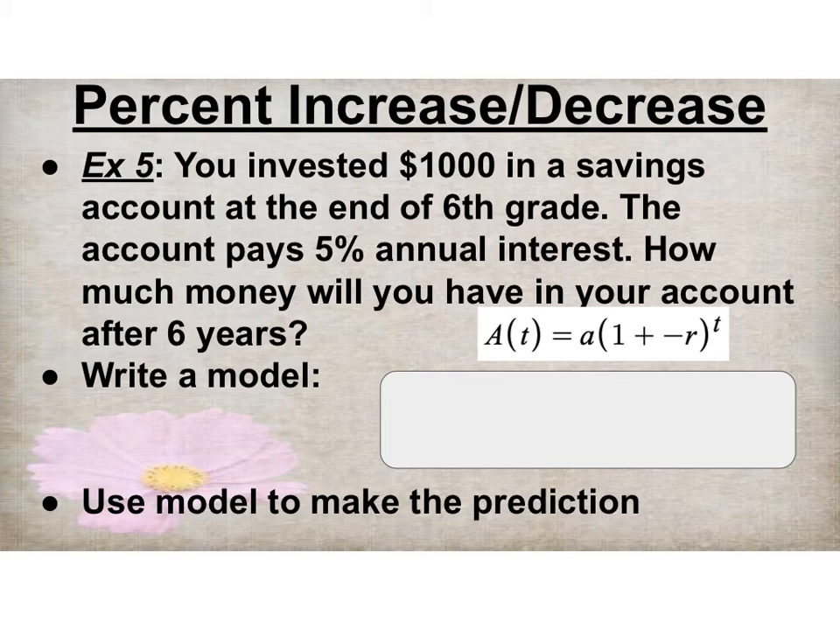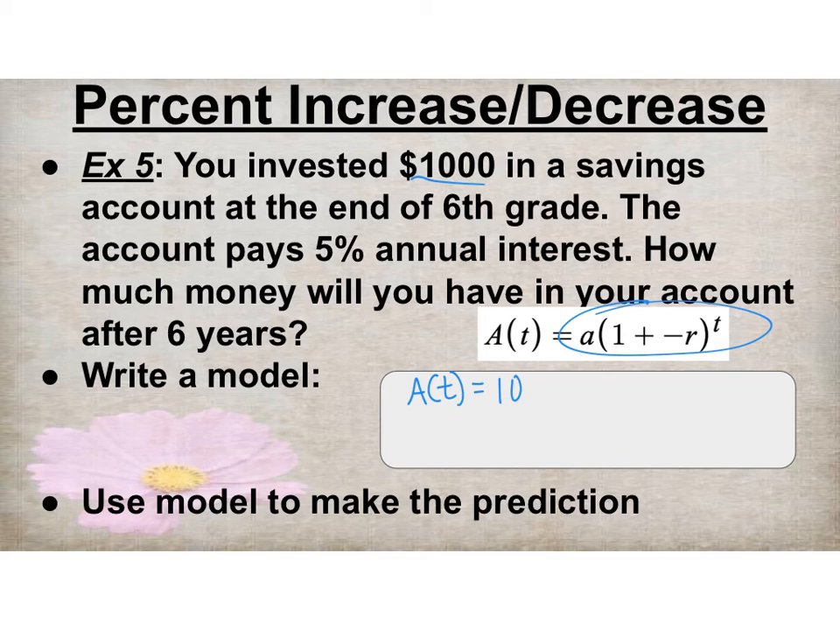Here's our example. You invested $1,000 in a savings account at the end of 6th grade. The account pays 5% annual interest. How much money will you have in your account after 6 years? We're asked to write the model and then use the model to make a prediction. So the $1,000 is what I'm starting with. How much money will I have at the end? So I don't know A(t). Well, that's good. That means I'm going to know everything over here.